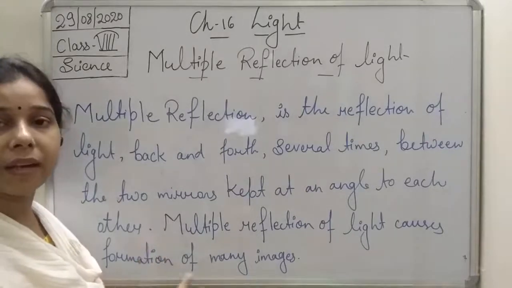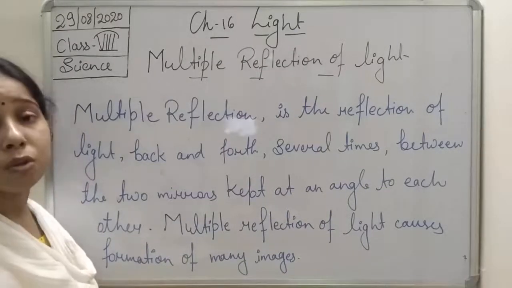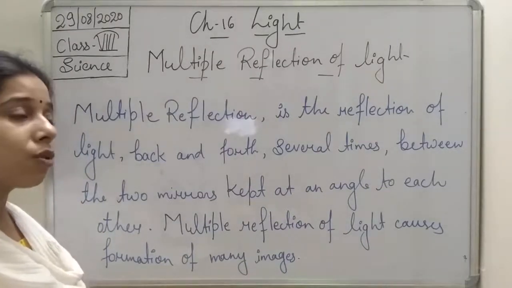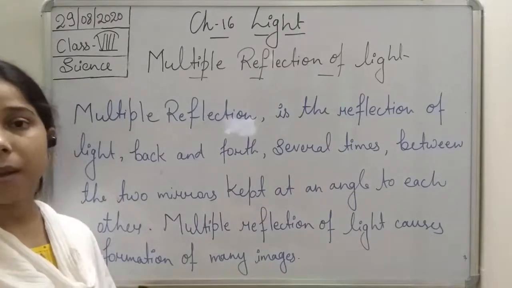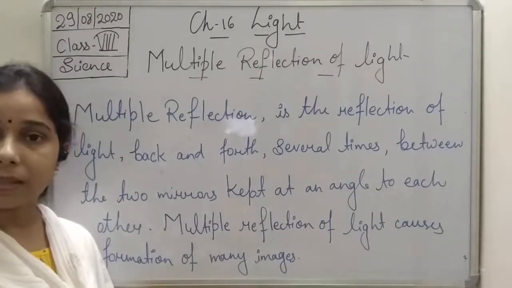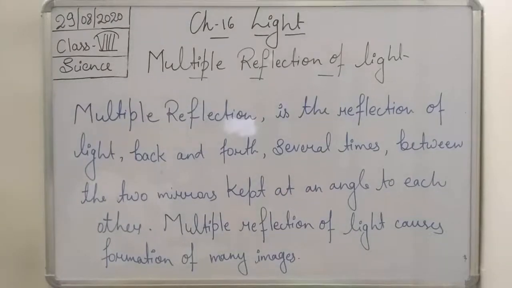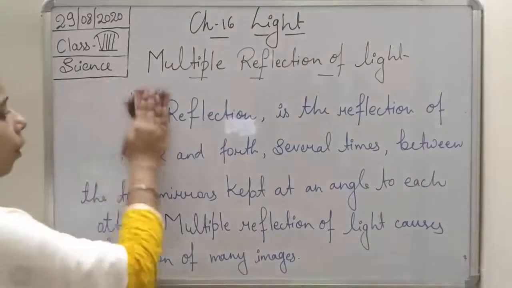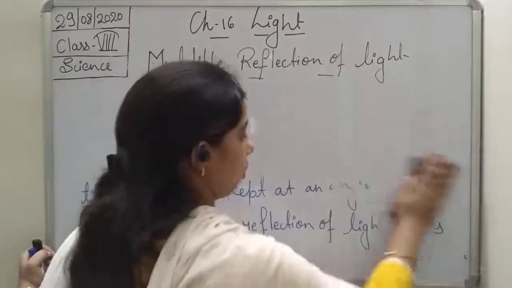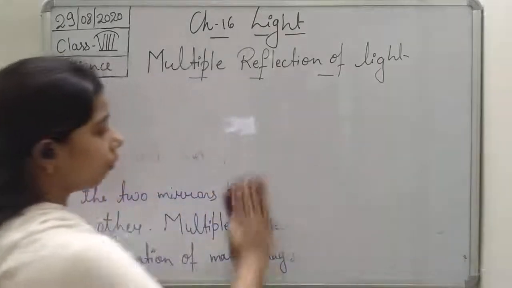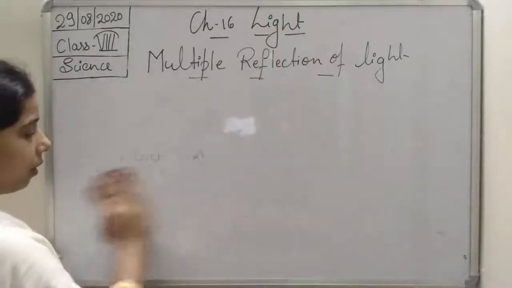Now, how can we find the number of images? Because we are seeing a lot of images formed. So how can we find the number of images? The number of images totally depends upon the angle at which the two mirrors have been kept. The angle decides the number of images. How, students? Let us see. Depending upon the angle of the two mirrors, the number of images also differs.